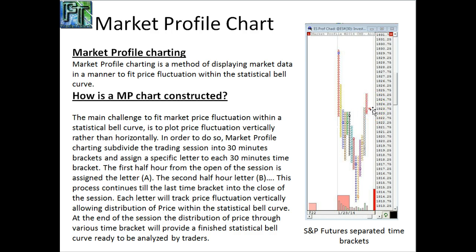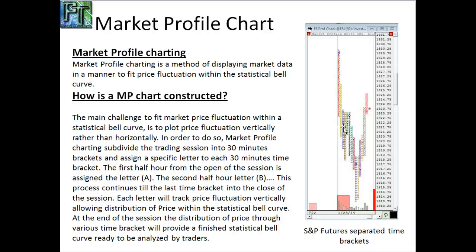So you get the idea. Rather than having a horizontal fluctuation, we get a vertical fluctuation. Each half hour is subdivided and a period with a letter is assigned to it. These letters are called time price opportunities, or TPOs.